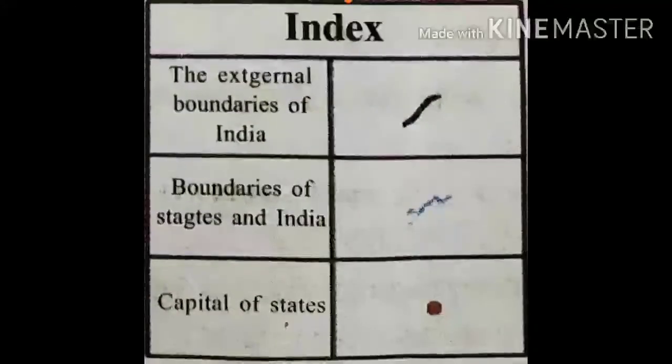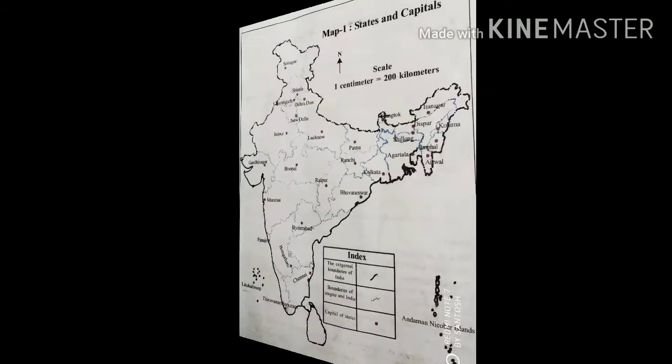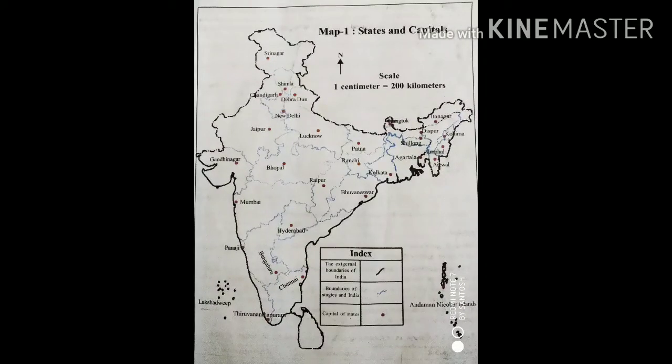Look at the index. Here 3 symbols are given. The capitals of states are given with the point symbol, and the remaining symbols are boundary symbols, that means line symbols. One symbol is given in green color, and one more symbol in black. The green symbol is used for the boundaries of states, and the black symbol is used for the outline of our India. It also indicates international boundaries.